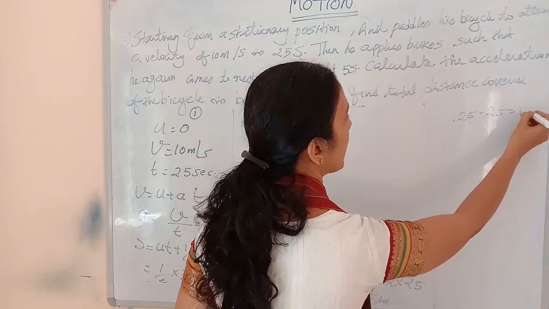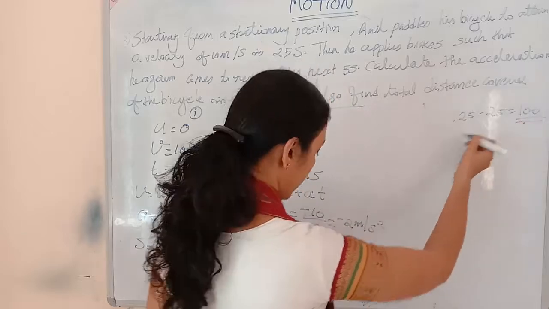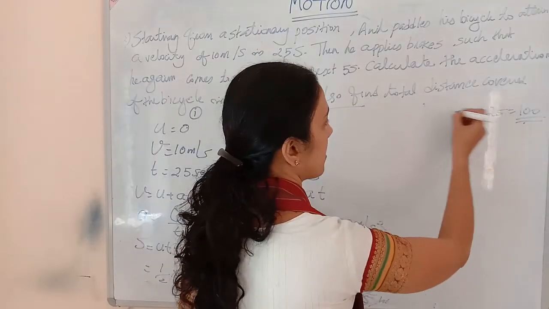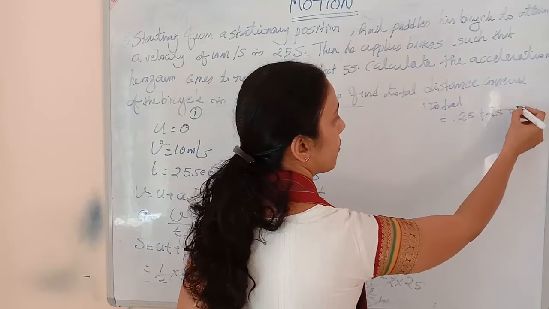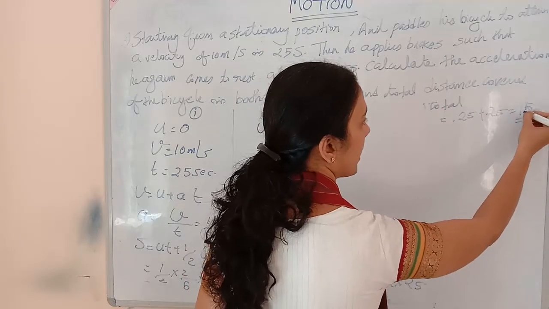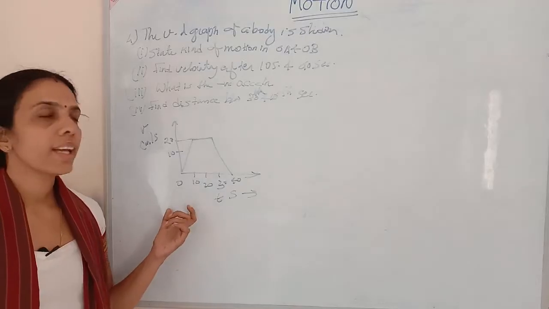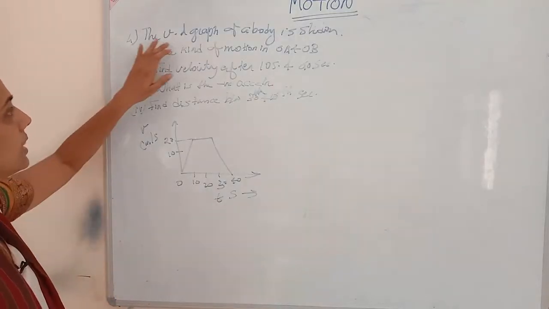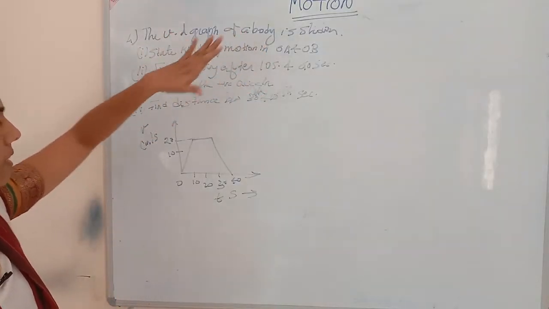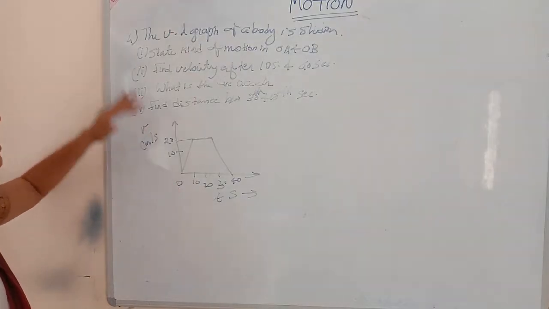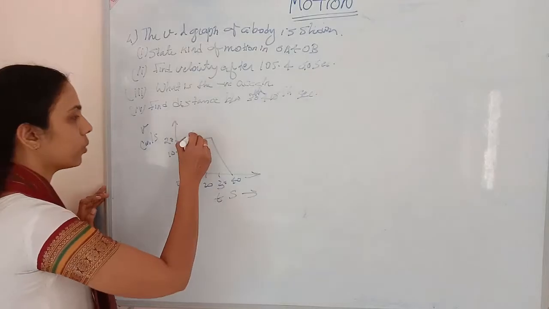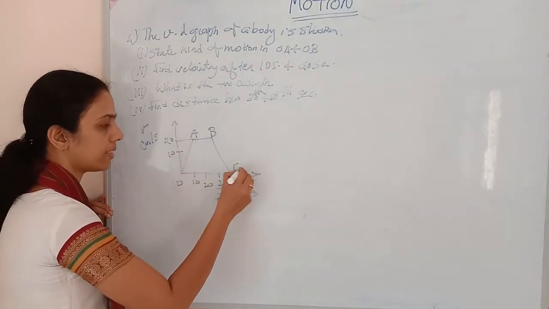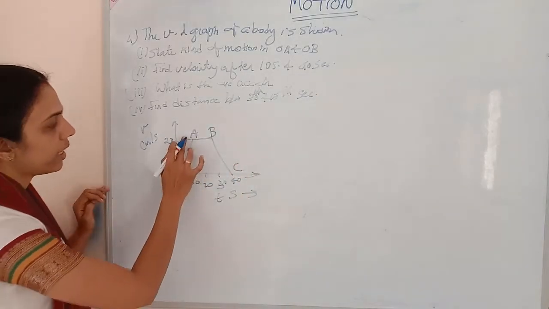So you will get it as total distance covered, right? So total distance covered is 125 plus 25, that is 150 meters. So the next question is, the velocity time graph of a body is shown below. State the kind of motion in OA and OB. This is OABC. Okay, OA and OB.